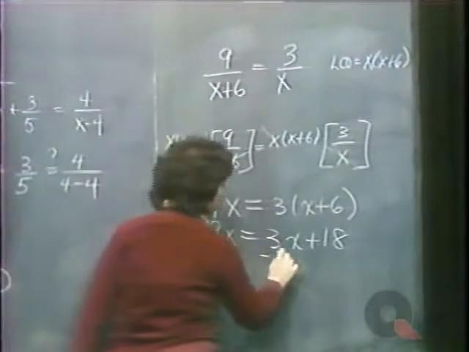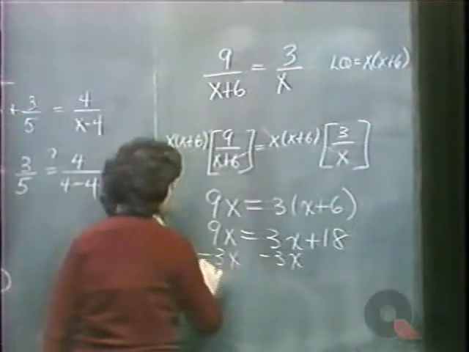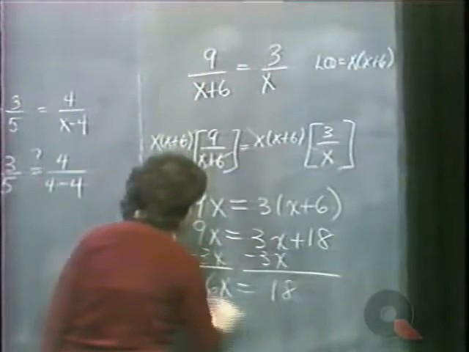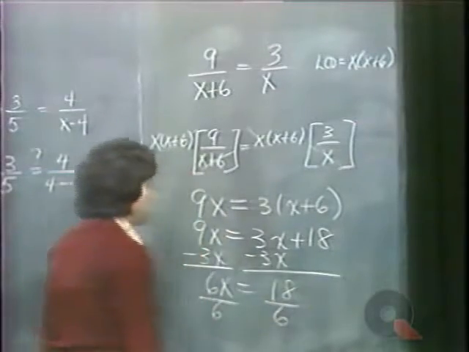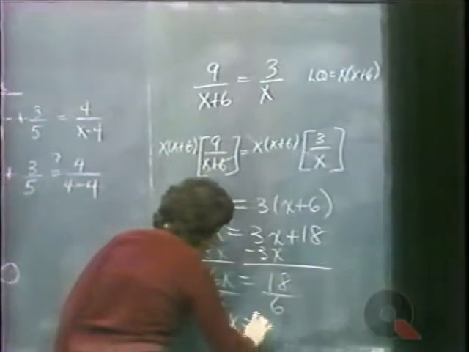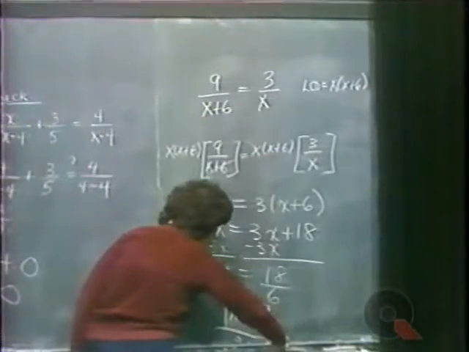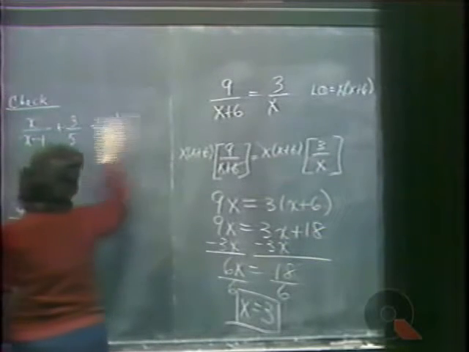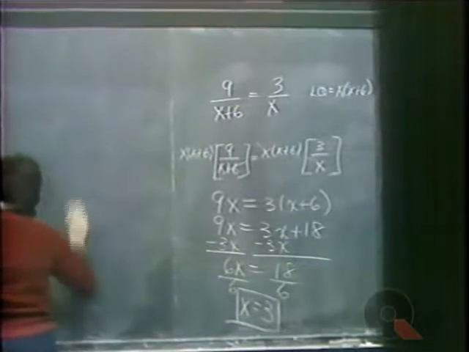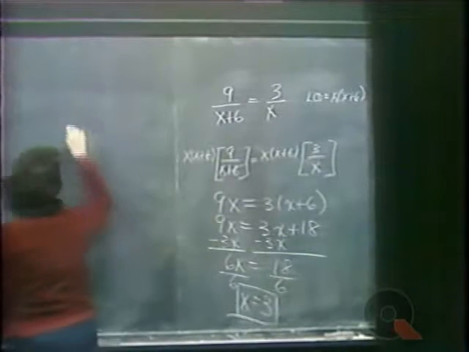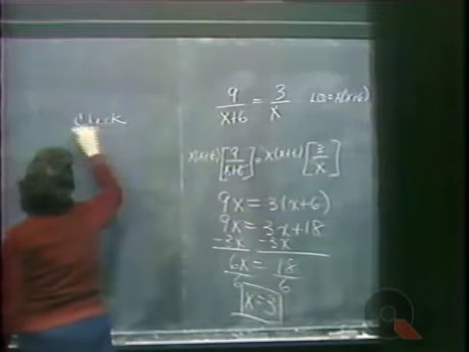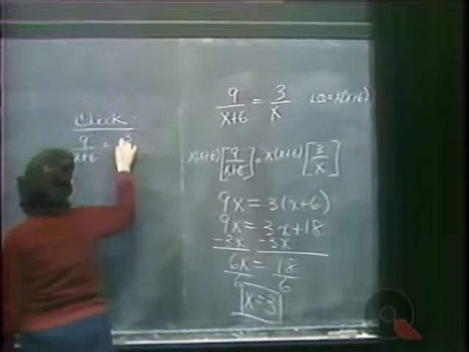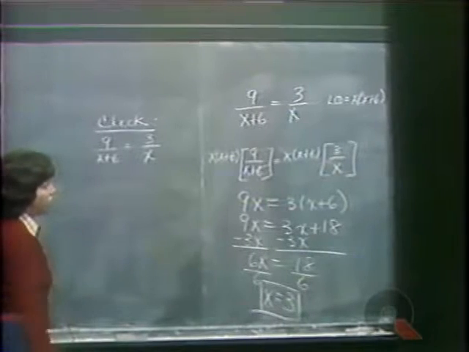3x plus 18 equals 9x. Subtracting 3x from both sides of the equation, 6x equals 18. Dividing both sides by 6, x is equal to 3. We believe this is the answer. We are now a little more cautious because we've seen what can happen, so we will immediately check what we believe to be our solution. We will go back to the original equation and substitute in x equals 3.